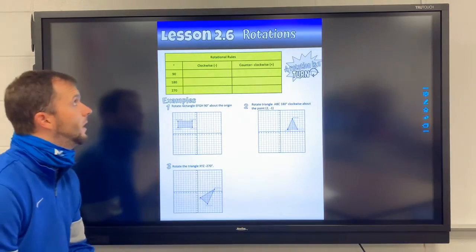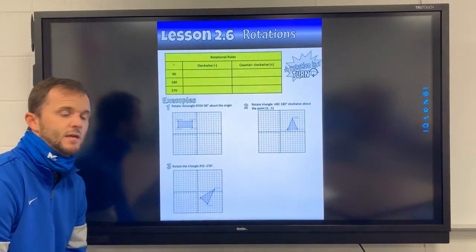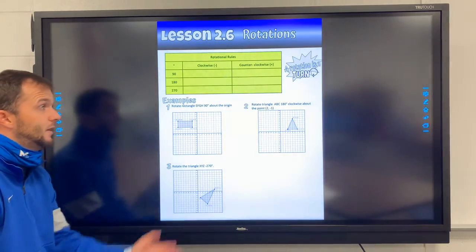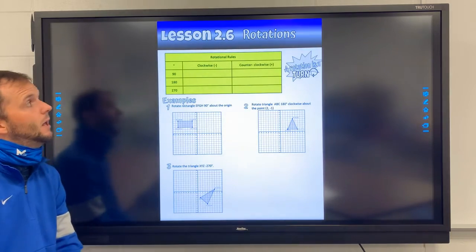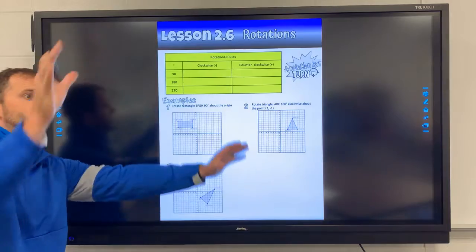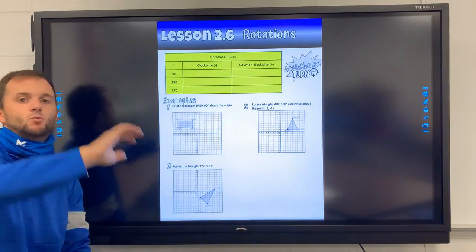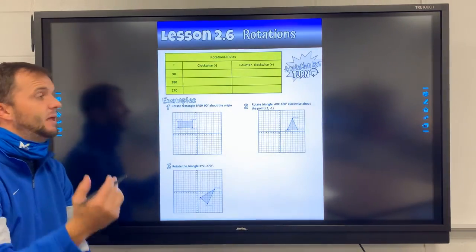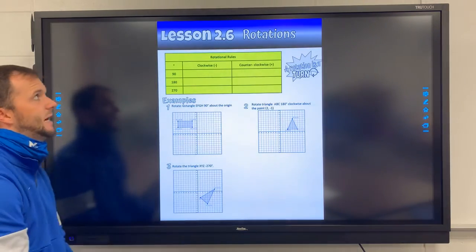So today we're moving on and we are doing 2.6 rotations. So this is just another transformation that you're going to learn about. And just so you know, a rotation is obviously something that is going to go around another point. It's rotating. So think of it like a spin or a turn or something rotating around a point.